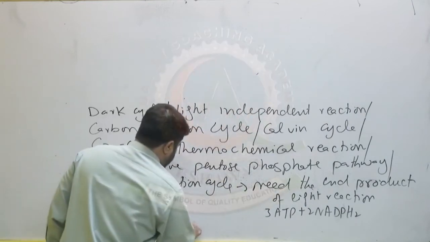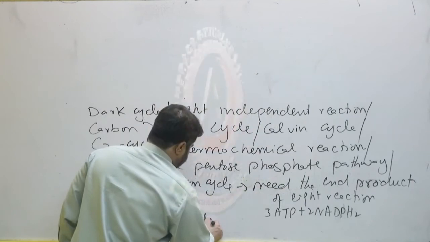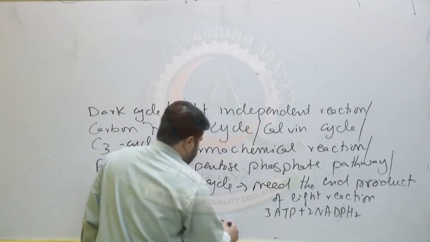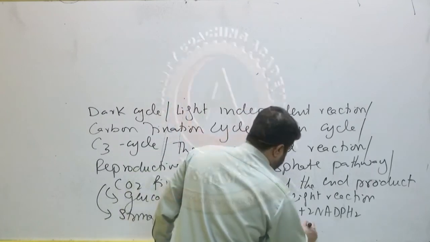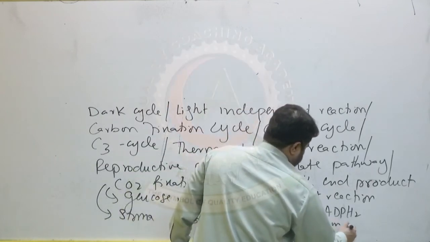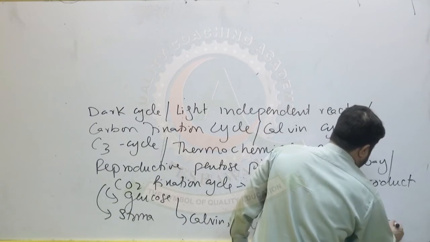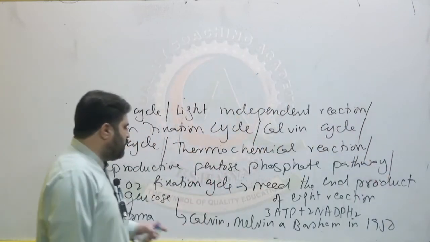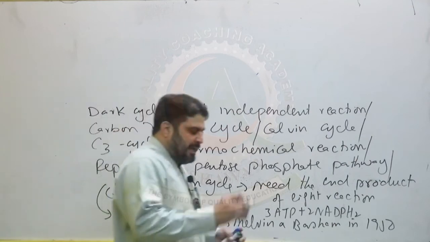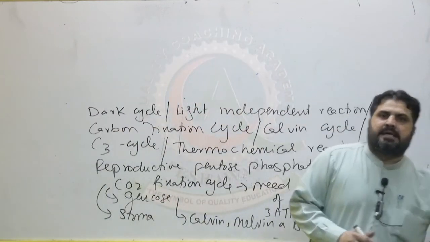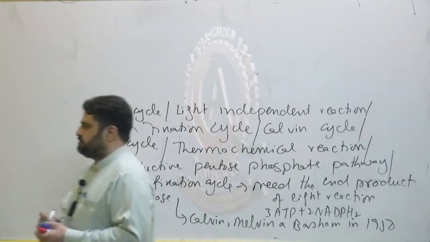That was discovered by Calvin, Benson, and Bassham in 1950. So in 1950, Melvin, Calvin, and Bassham discovered this dark cycle, and they received the Nobel Prize in 1961.